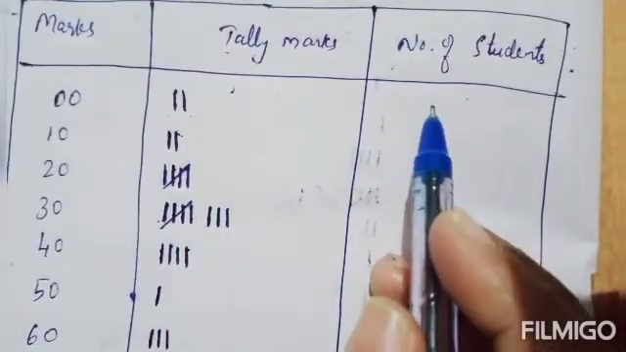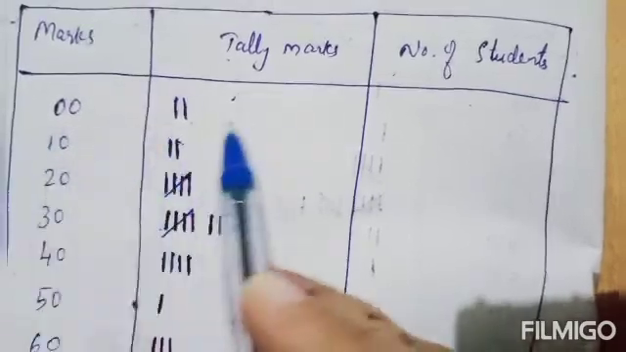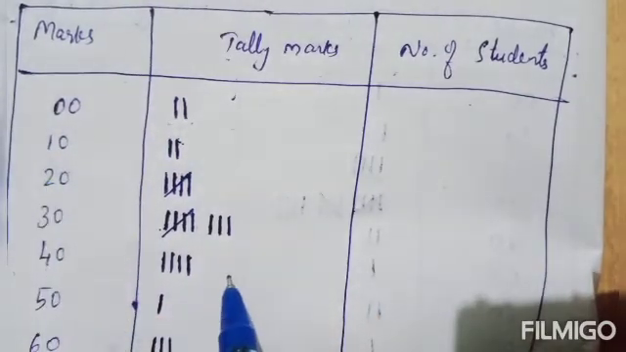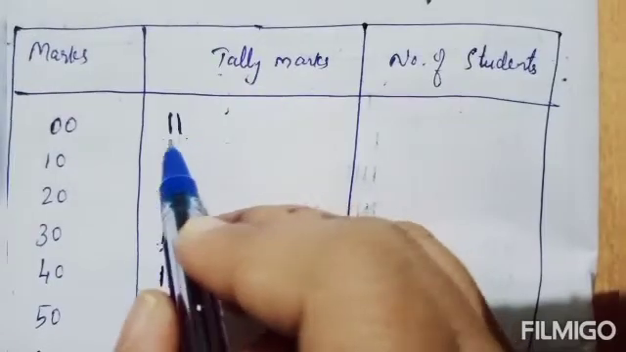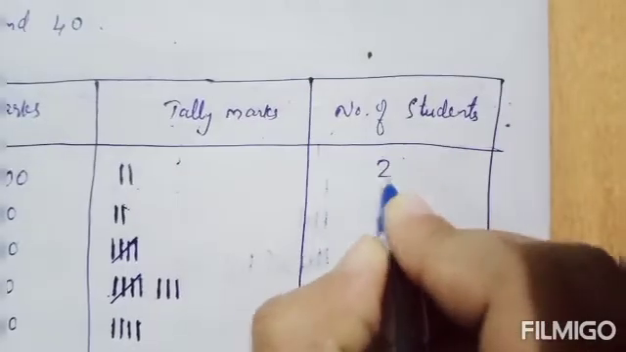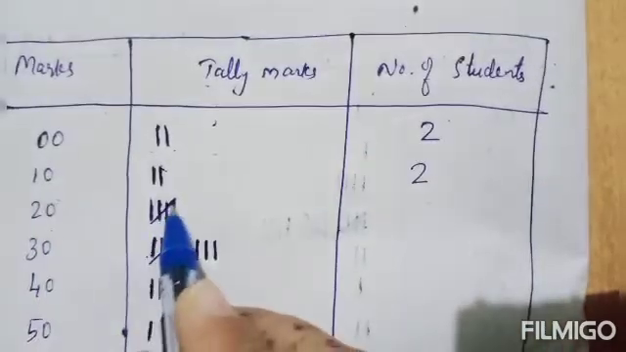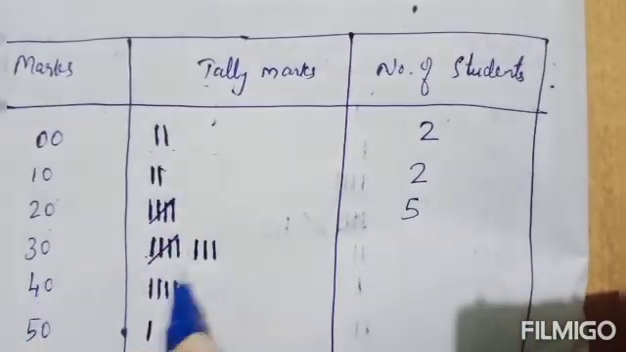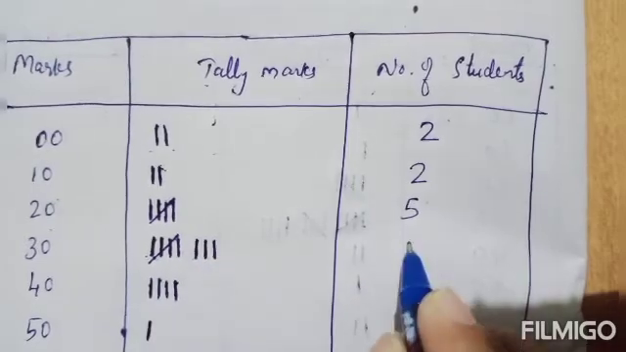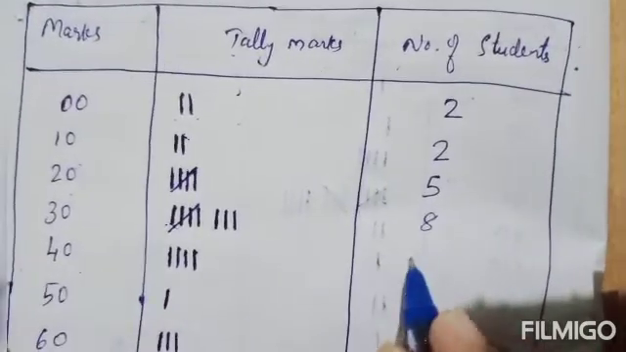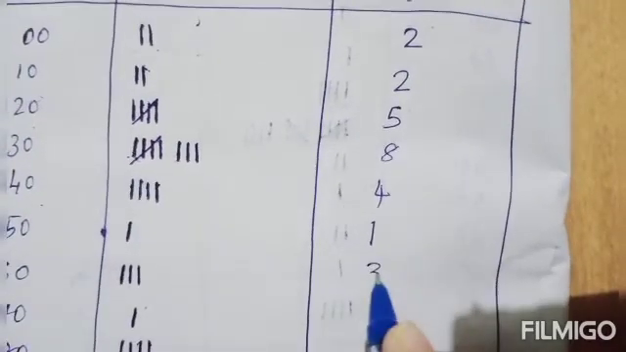Now we can count these bars and write the number of students who scored the respective marks. So 0 marks, how many students scored? It is 2. 10 marks, it is 2. 20 marks, it is 5. 30 marks, it is 5 plus 3, 8. 40 marks, it is 4. 50 marks, it is 1. 60 marks, it is 3. 70 marks, 1. 80 marks, 4.